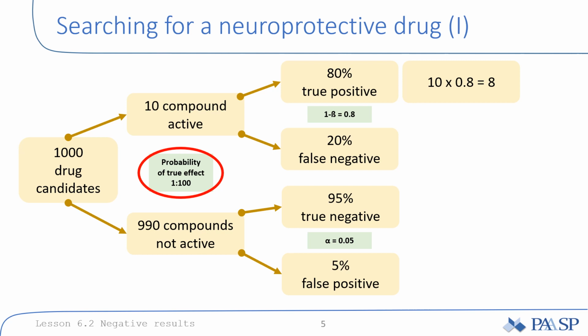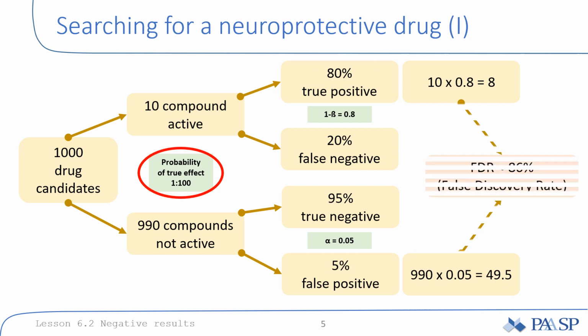80% of 10 actives are 8 true positives. 5% of 990 are 49.5 false positives. So in this scenario, the false discovery rate will be 86%, which is indeed quite high. And now let's make this scenario closer to real life.